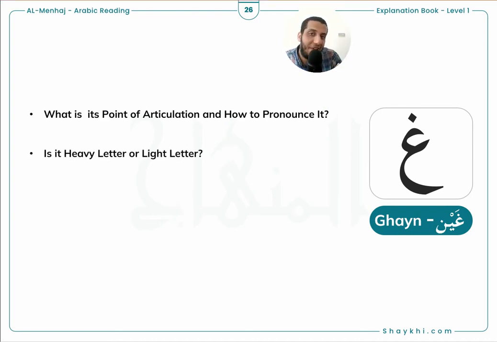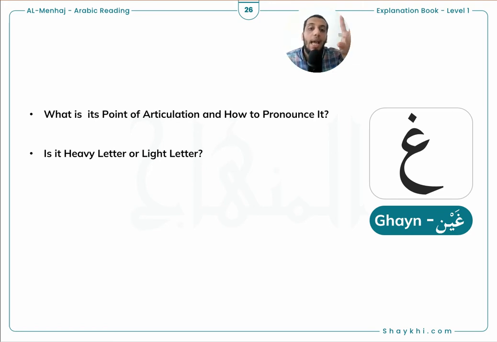In the next question, whether this letter is a heavy or light letter. The translation of this question is whether the back of the tongue will be raised or not. If the back of the tongue is raised, this letter will be heavy. If it is not raised, this letter will be light. The back of the tongue is raised in this letter, so this letter is a heavy letter.